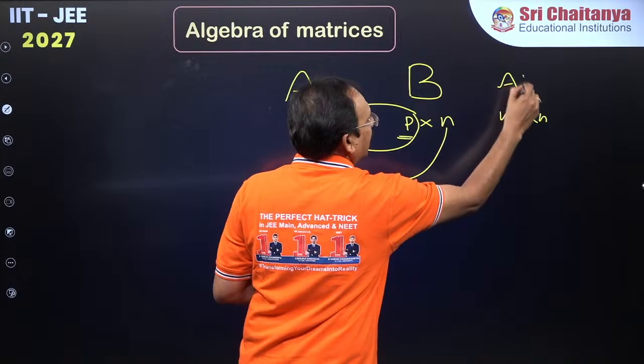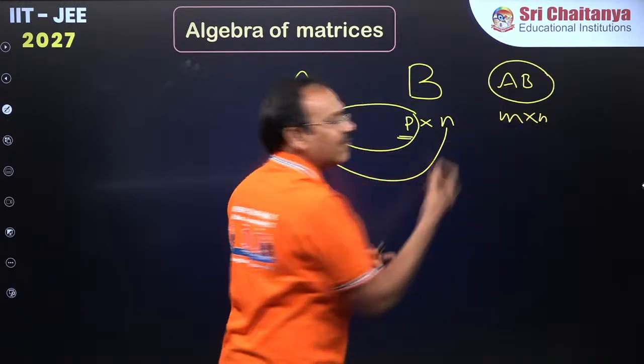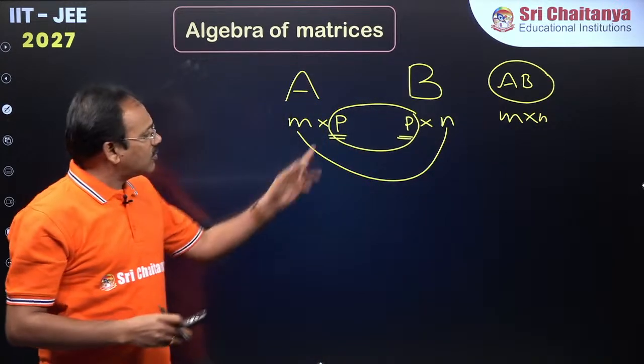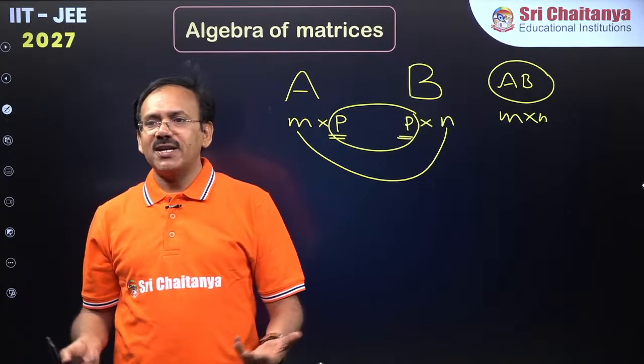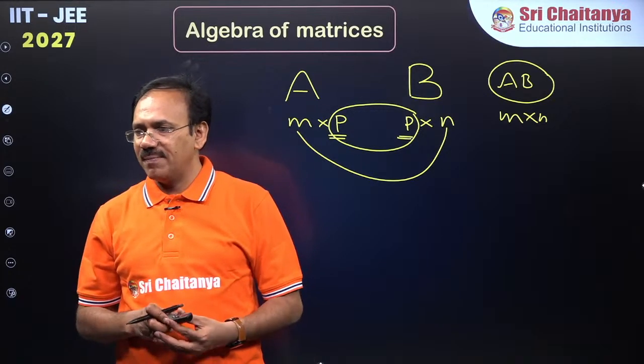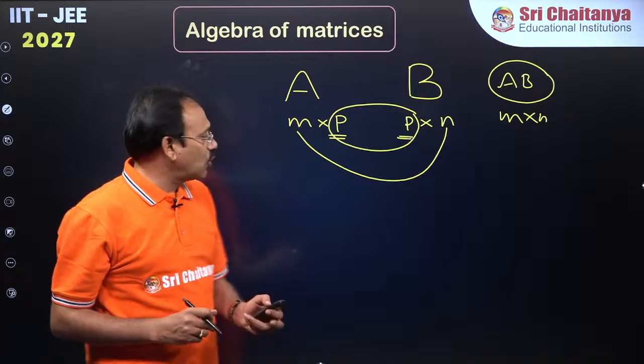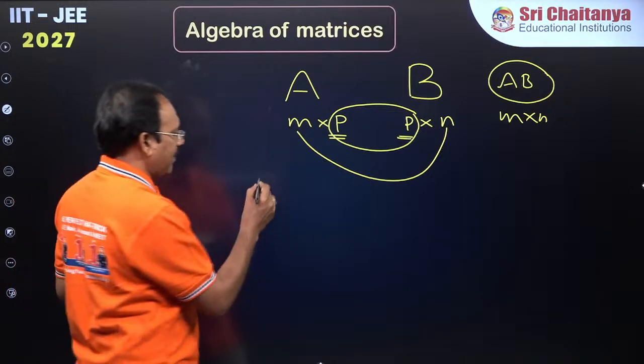So finally you will get AB matrix, its order will be m by n. Suppose these two are not equal, you cannot multiply. Multiplication is not defined between them, okay, right? So let me take some example.